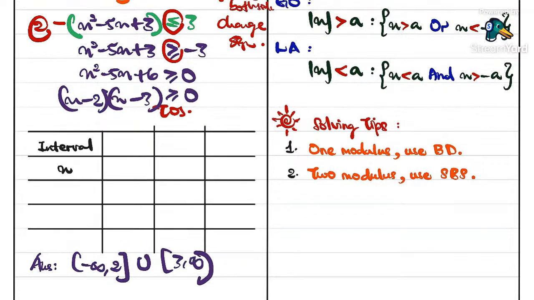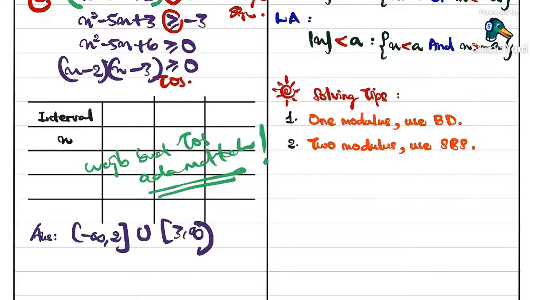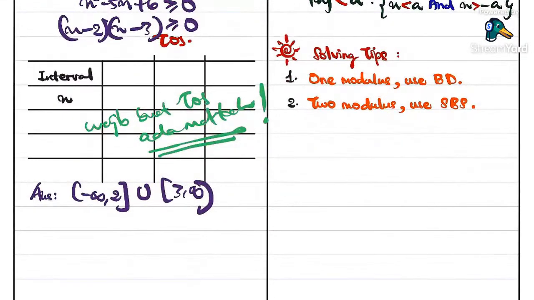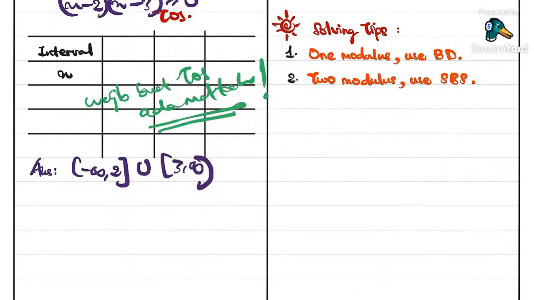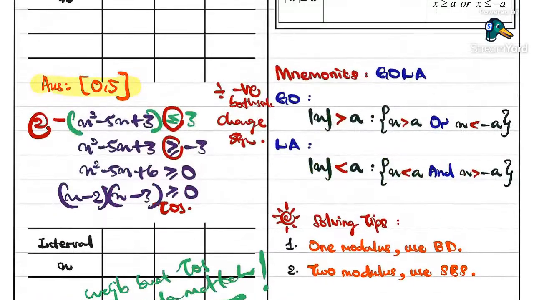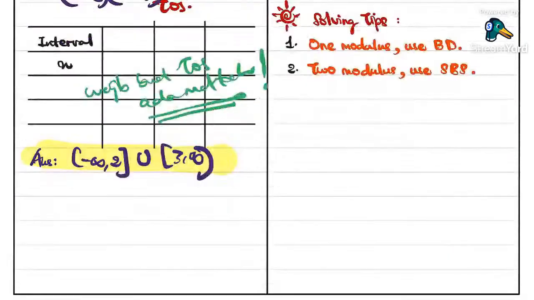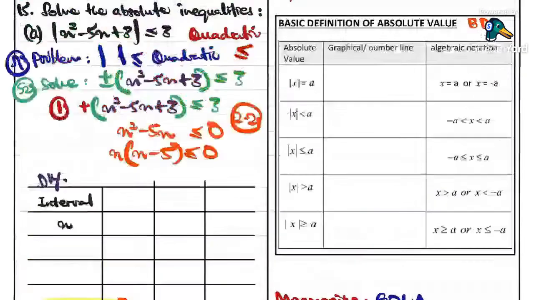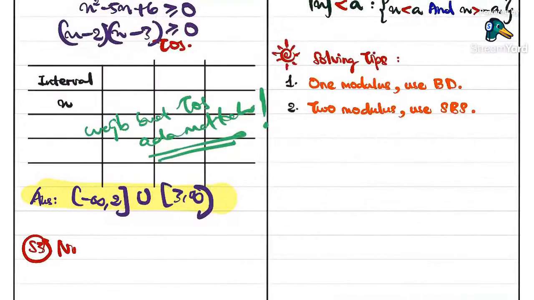Okay, so you kena ingat dia ni wajib buat ya, wajib buat TOS, ada markah, jangan malas. Okay, TOS wajib buat. Saya tak ada masa nak tunjuk, you all sudah pun tahu nak buat bagaimana. And so this is the temporary answer. And so we have to gather two answers here. Kita tak habis lagi. Kita kena gabungkan dua jawapan ni di dalam number line. So the last step is number line.